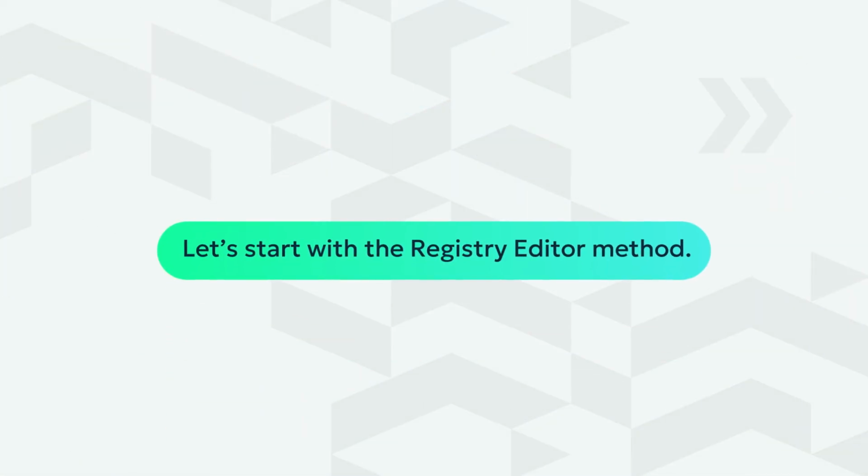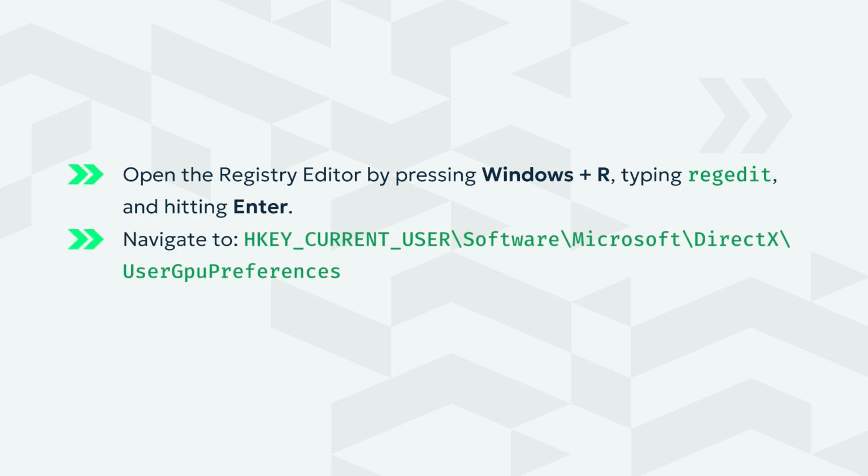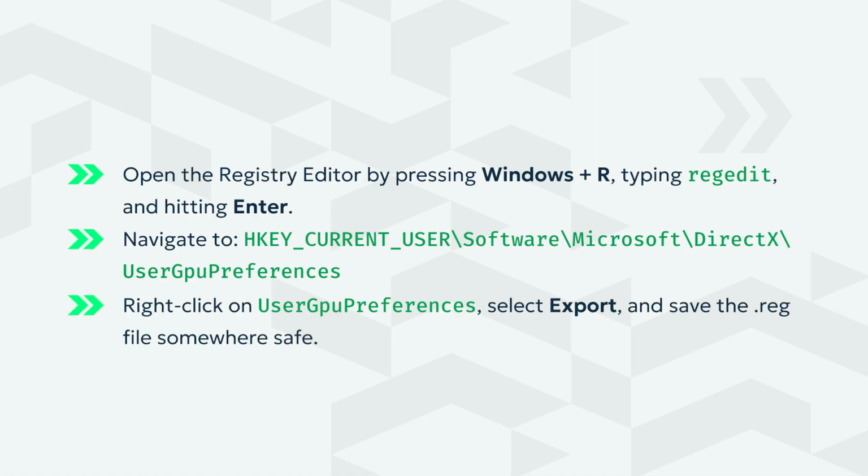Let's start with the Registry Editor method. Open the Registry Editor by pressing Windows plus R, typing regedit, and hitting Enter. Navigate to HKEY_CURRENT_USER\Software\Microsoft\DirectX\UserGpuPreferences. Right-click on UserGpuPreferences, select Export, and save the .reg file somewhere safe.